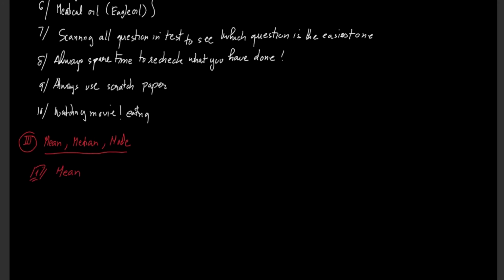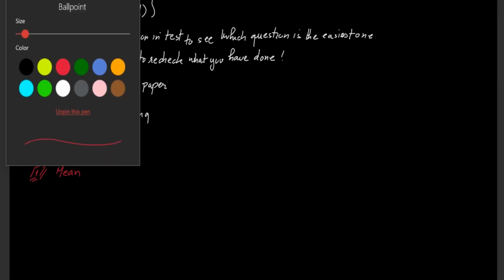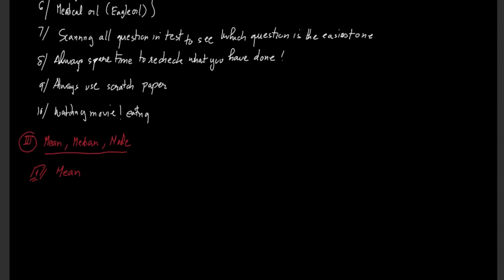Mean is average. Maybe some of you would ask me what average is. You usually use that term a lot in regular conversation. So mean is average. And we will be learning how to calculate mean, which means how to calculate average. It's the same. So mean is the mean of the set. This is the definition of the mean.